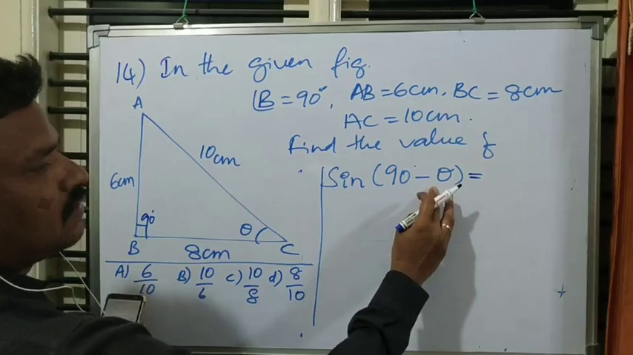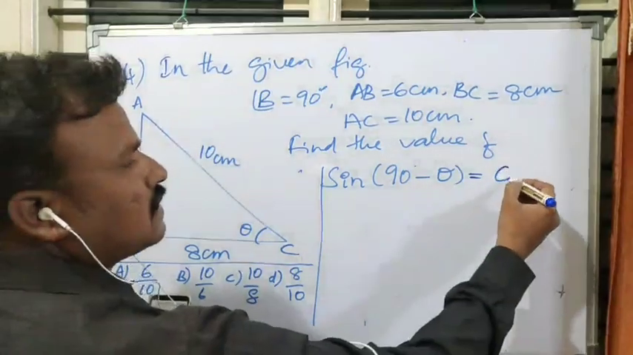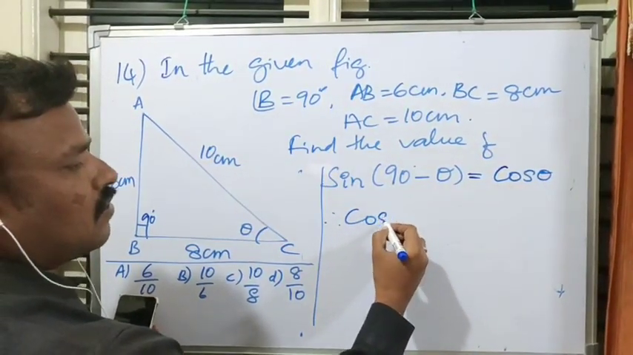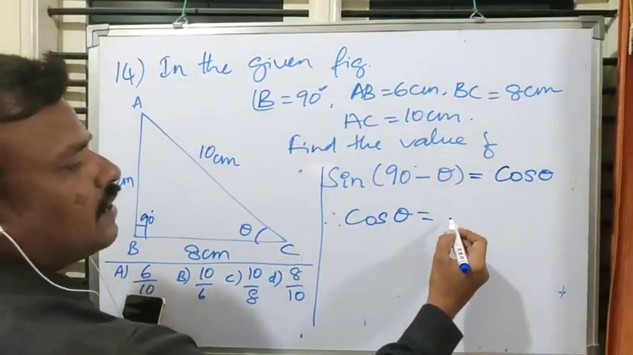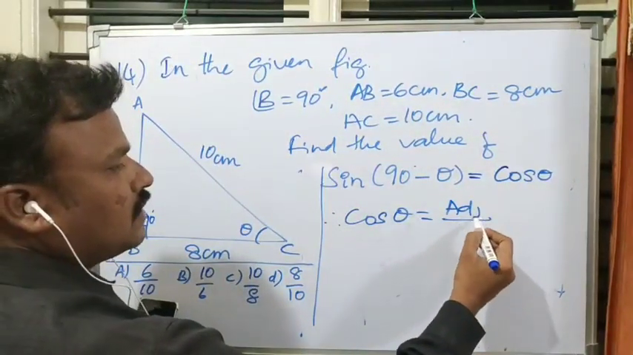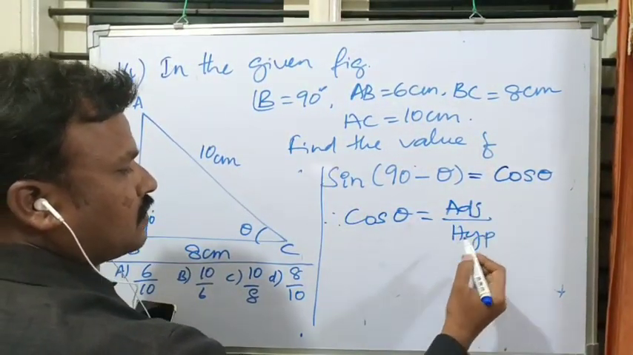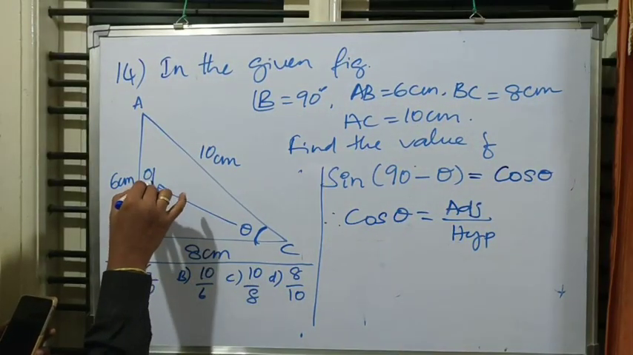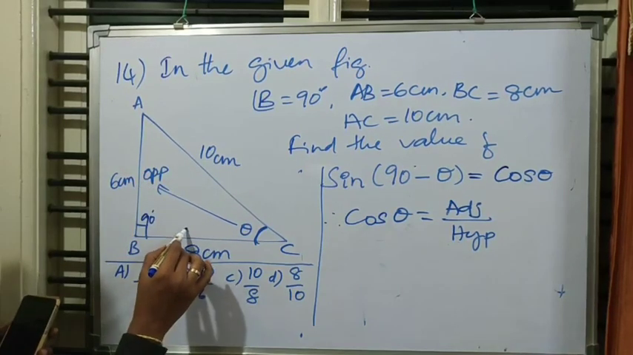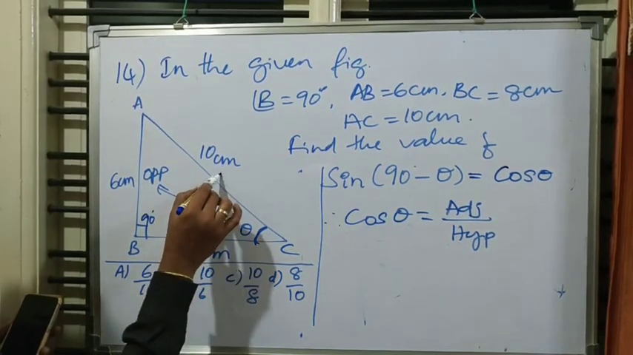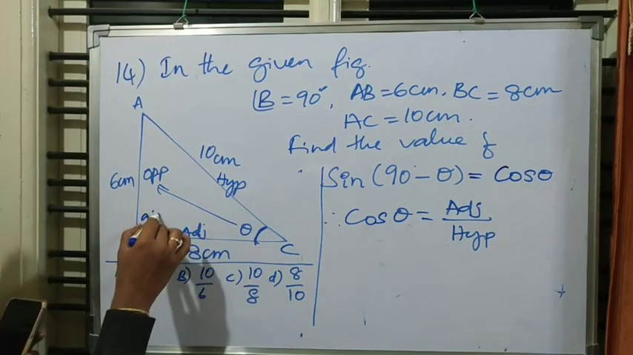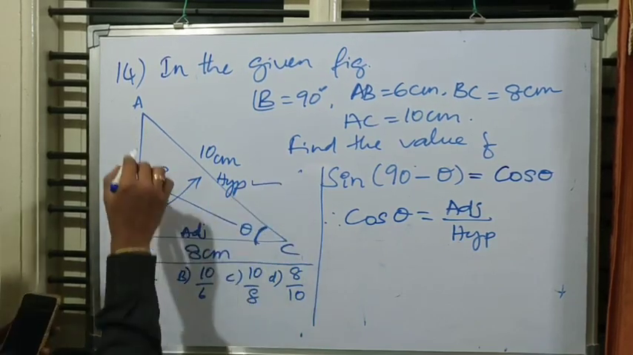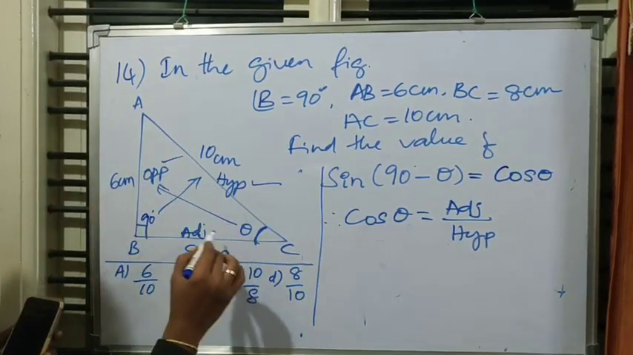Sine of 90 minus theta, you know the complementary of this one, that is cos theta. So sine of 90 minus theta is equal to cos theta, you know that. Cos theta ratio is adjacent by hypotenuse. Here, if this is theta, then AB is the opposite side, this one is the adjacent side, and as usual this is the hypotenuse, which is opposite to 90 degrees. Therefore AC is the hypotenuse, AB is the opposite side and BC is the adjacent side.